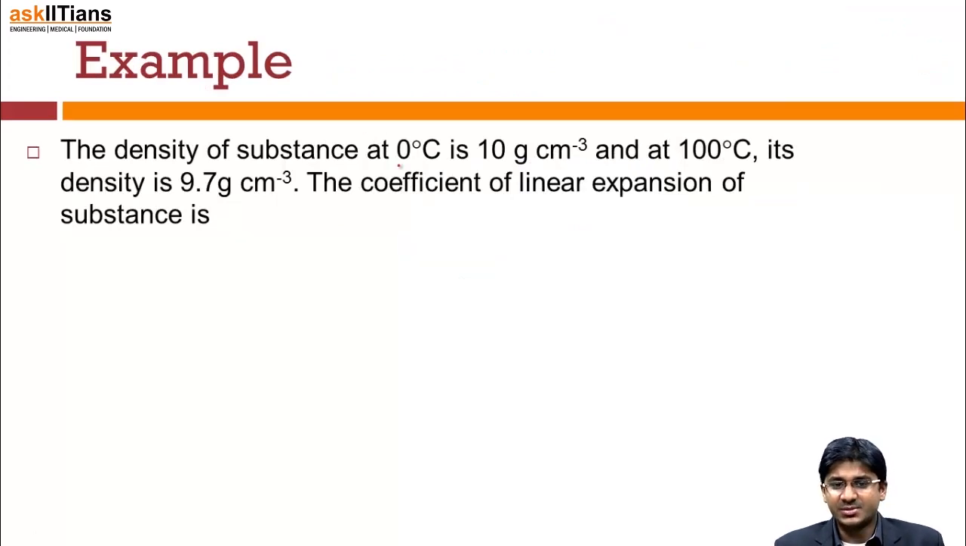The density of a substance at 0 degrees Celsius is 10 gram per centimeter cube, and at 100 degrees Celsius its density is 9.7 grams per centimeter cube. We have to find the coefficient of linear expansion of the substance, the alpha value.